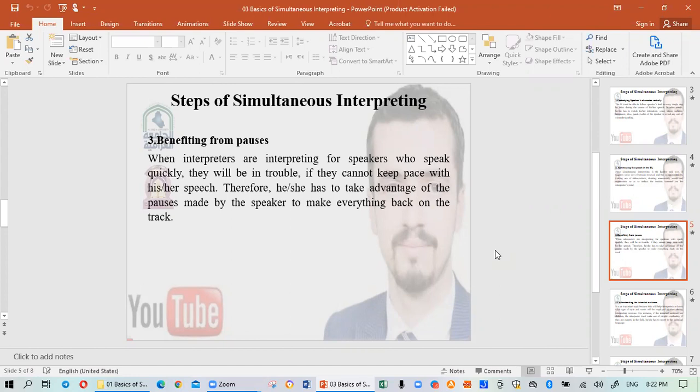Keep in mind, when the speaker pauses, you might not stop with the speaker. You must make use of this pause in your own favor. You must continue interpreting if you are missing something.